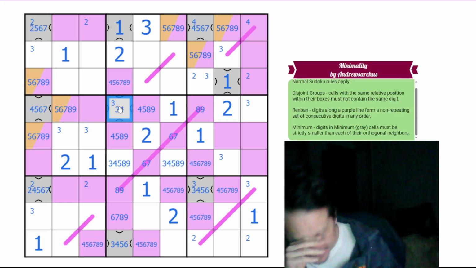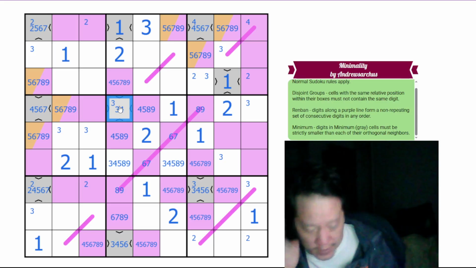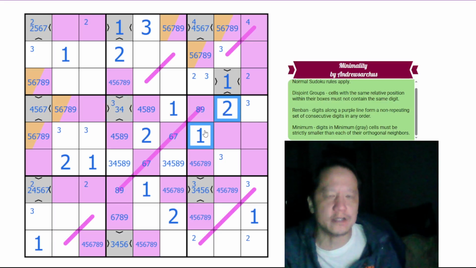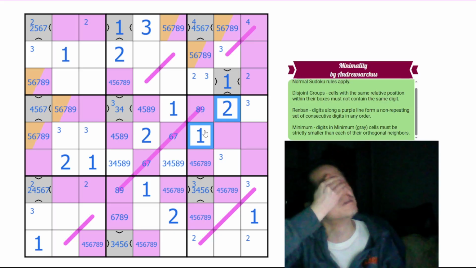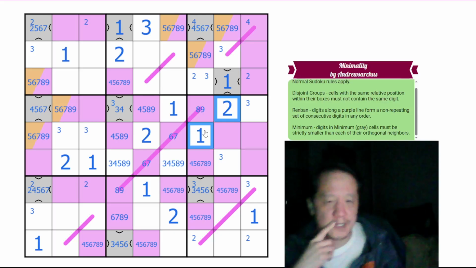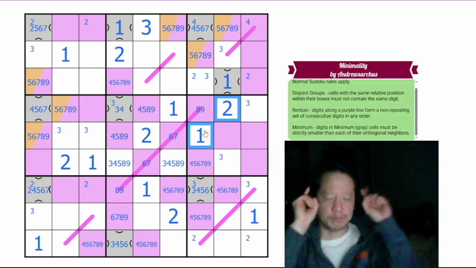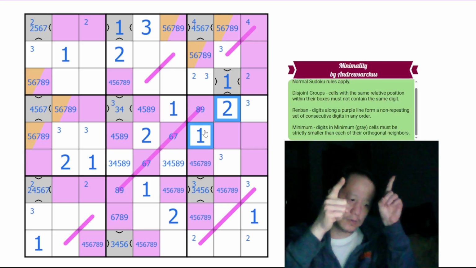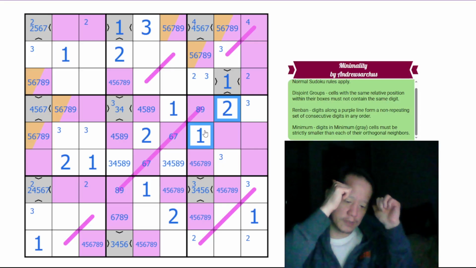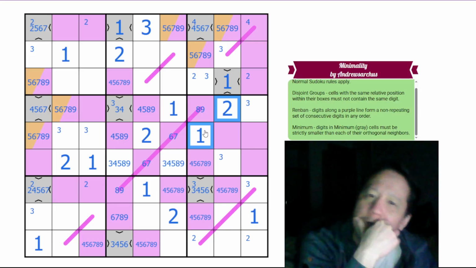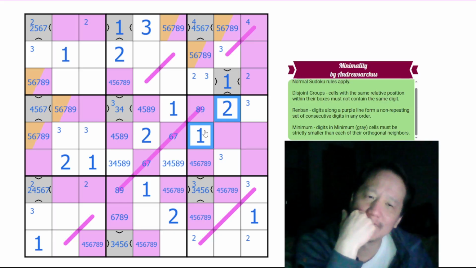So 7 is definitely less than both 8 and 9. So we're guaranteed one set of 8 and 9 in these two cells, in those two cells in disjoint sets. 6 has to be next to... Could be next to both 8 9s, or 7 with one of the 8 9s. Okay. So that's not too helpful.